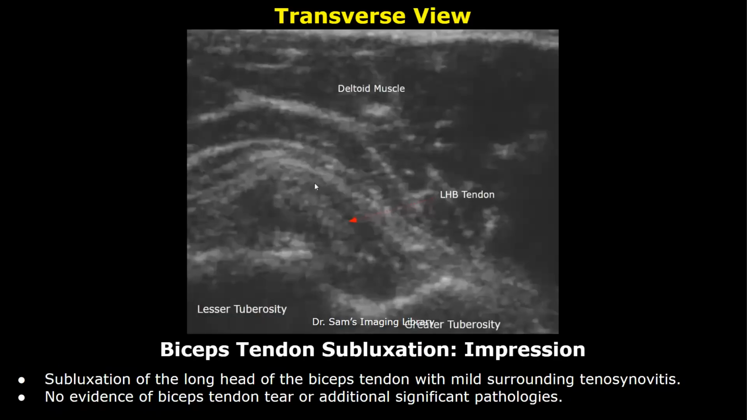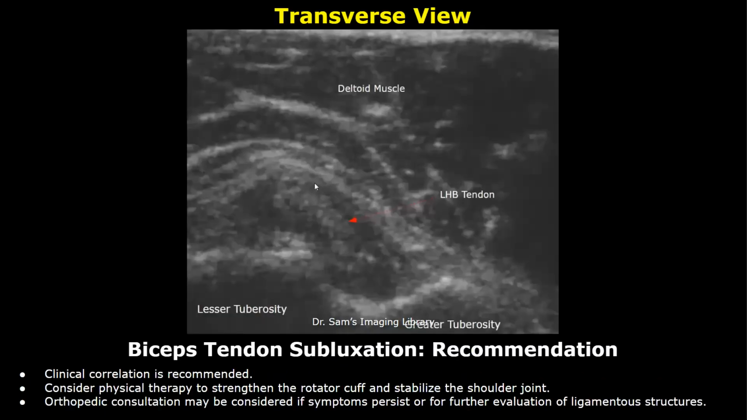This is the impression: subluxation of the long head of the biceps tendon with mild surrounding tenosynovitis. No evidence of biceps tendon tear or additional significant pathologies. Clinical correlation is recommended, and other recommendations include physical therapy and orthopedic consultation.